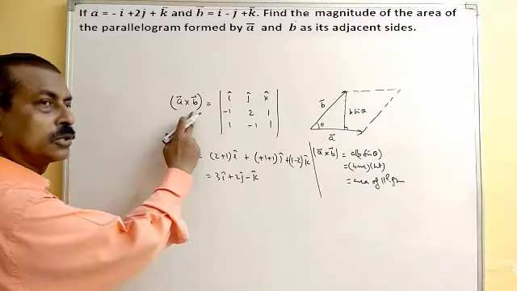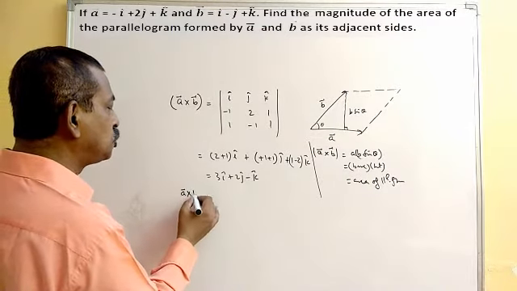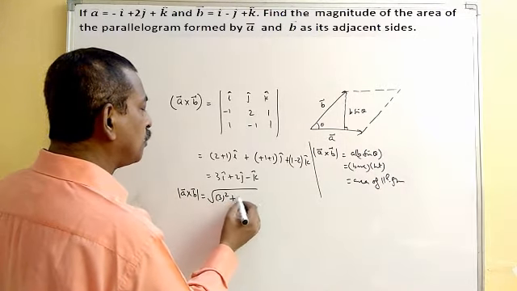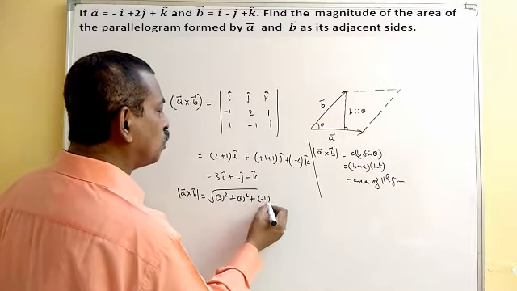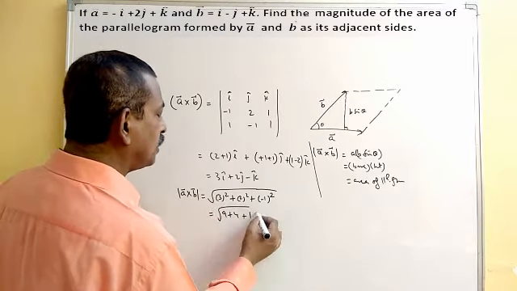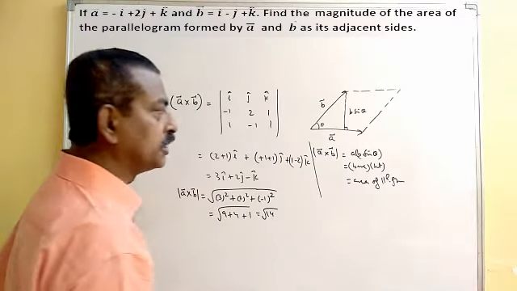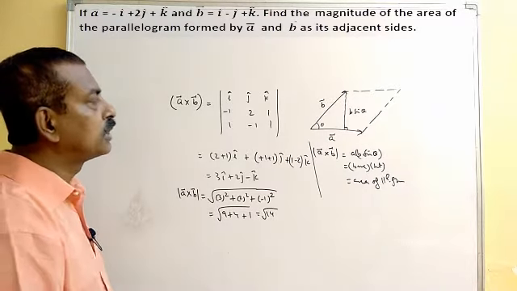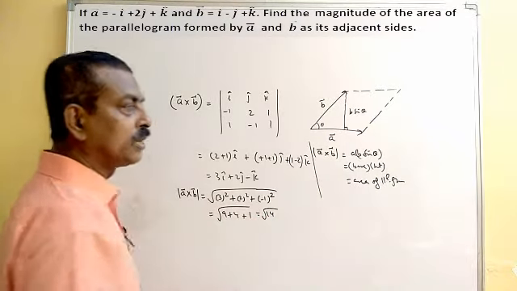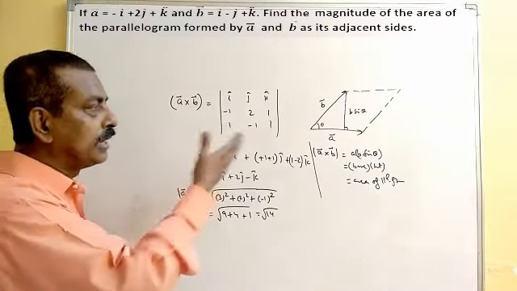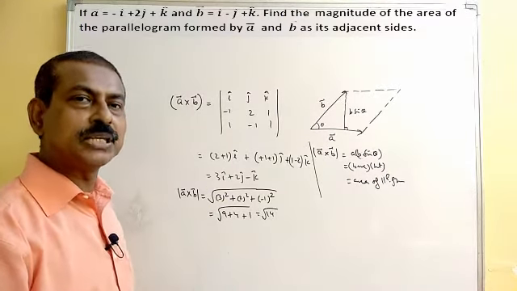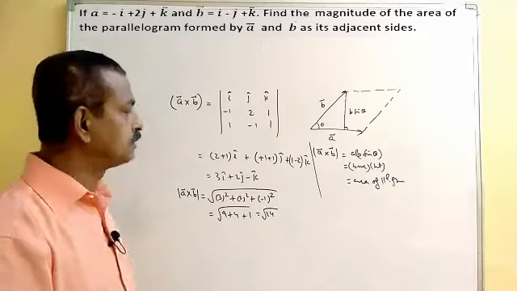This is the cross product of the vectors. So if you consider its magnitude, this is 3 square plus 2 square plus minus 1 square, that is 9 plus 4 plus 1. So it is root over 14 units. So this will give you the magnitude of the cross product of the two vectors, which will be equal to the area of the parallelogram where a and b are its adjacent sides. Basically, this is the application of the cross product of two vectors.